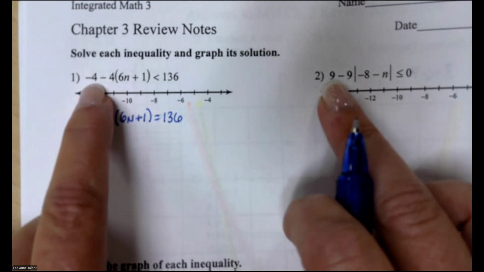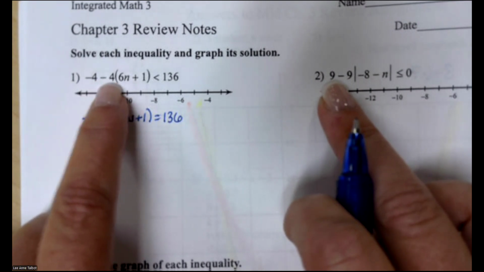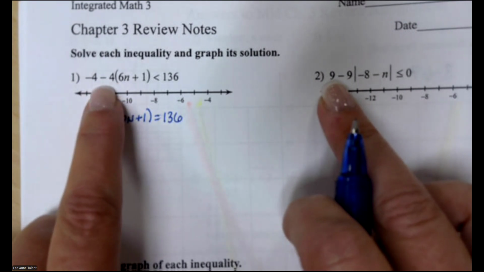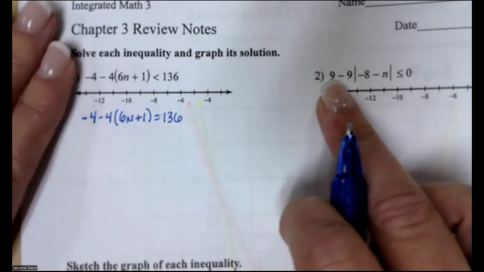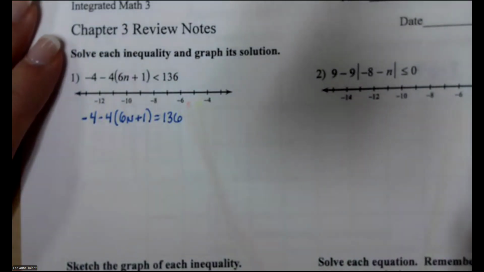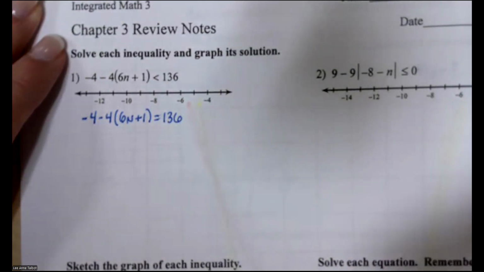So this -4 minus 4 cannot be combined into -8. Do not do that. Absolutely no. Nope. Now on this one, I'm not too concerned because most people's instinct is to distribute. So that's not a big deal.